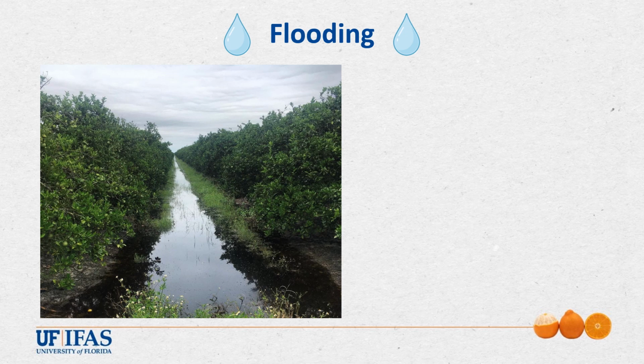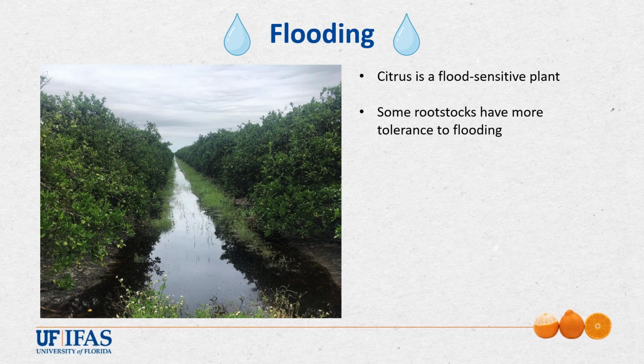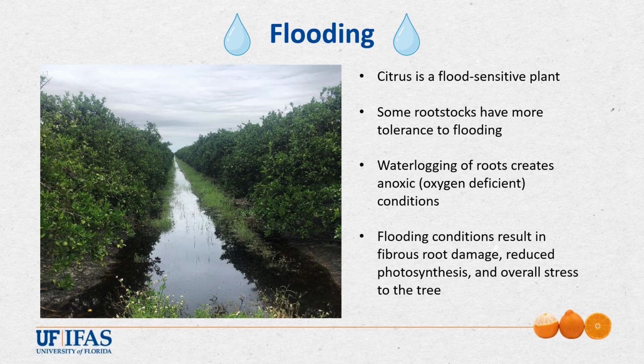Flooding conditions can also lead to increased pre-harvest fruit drop. Citrus is a flood-sensitive plant with some rootstocks being more tolerant than others. Waterlogging creates anoxic conditions for the roots that starves them of oxygen, which leads to fibrous root damage, reduced photosynthesis, and overall stress to the tree.